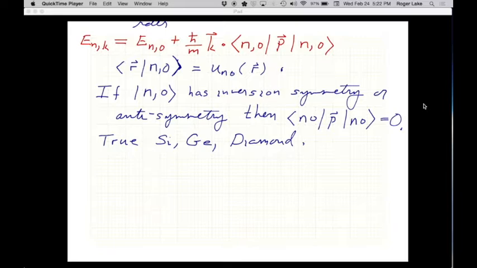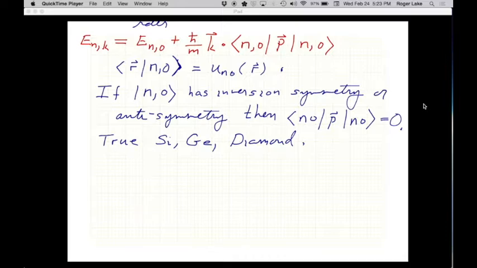inversion, and the point of inversion is the point right in between the two atoms. So these crystals in general have inversion symmetry: silicon, germanium, diamond. And the point of inversion is the point right in between the A and the B atom. And if the whole crystal has inversion symmetry, then these wave functions will have inversion symmetry, and this matrix element will be 0.